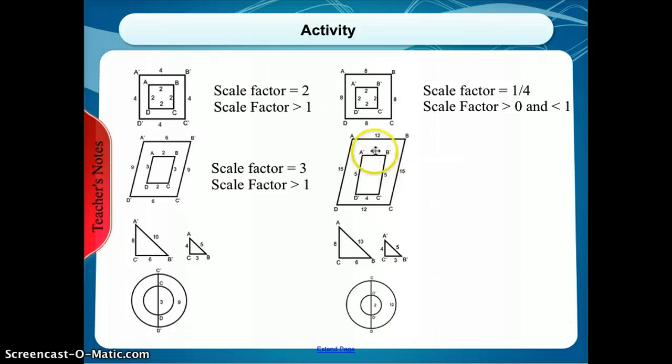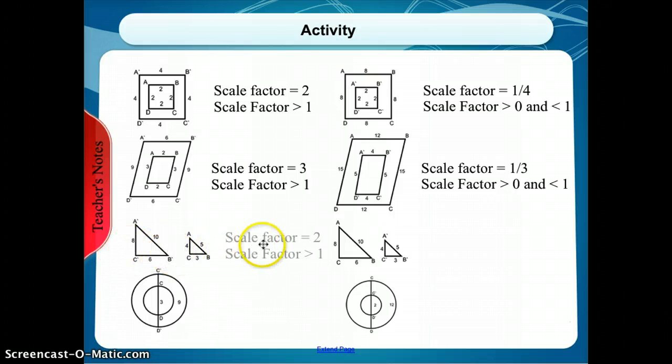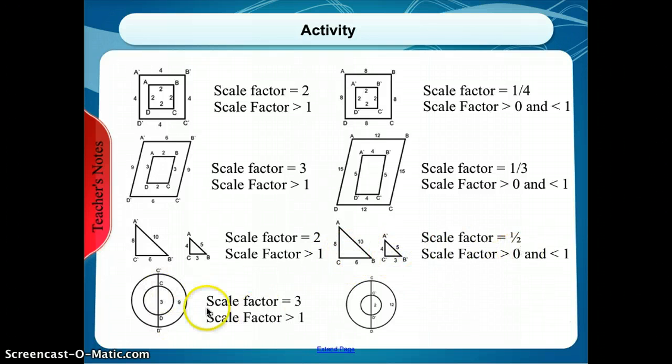A prime and B prime are on the inside, excuse me, and it goes from 12 down to 4. We're dividing by 3 or multiplying by 1/3. 4 to 8, scale factor of 2. 8 down to 4, scale factor of 1/2. The two circles here have 3 and 9. The scale factor would be 3. It's greater than 1, so it's an enlargement. Over here, C prime is on the inside. It goes from 12 to 2. Therefore, it would be 1/6, and it's still a dilation, but it's less than 1.